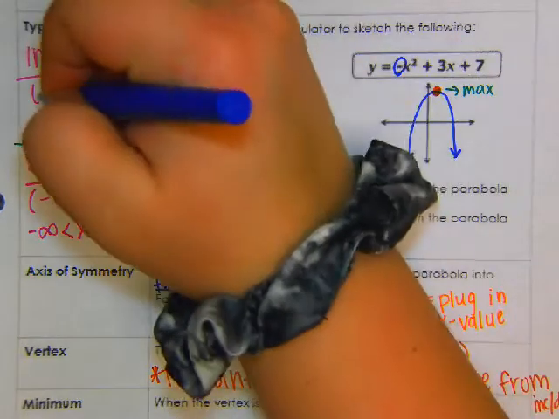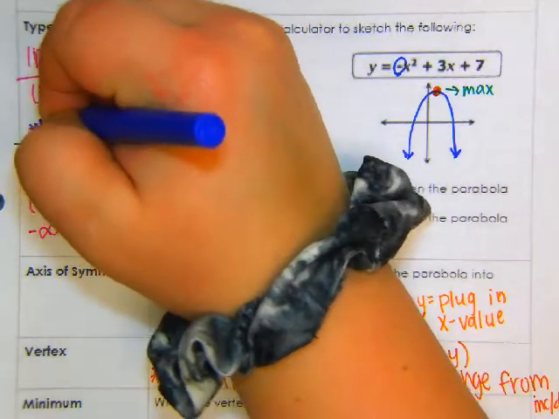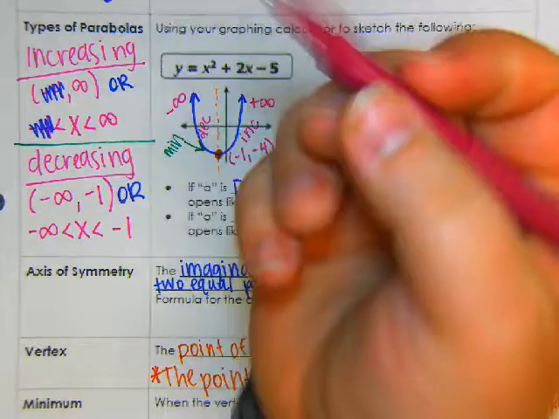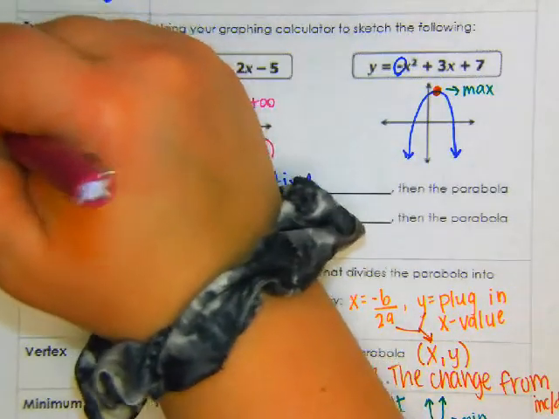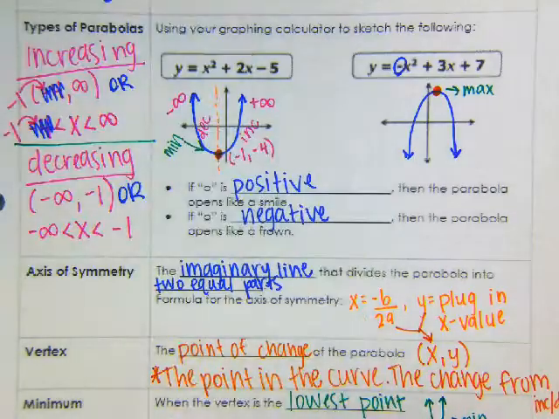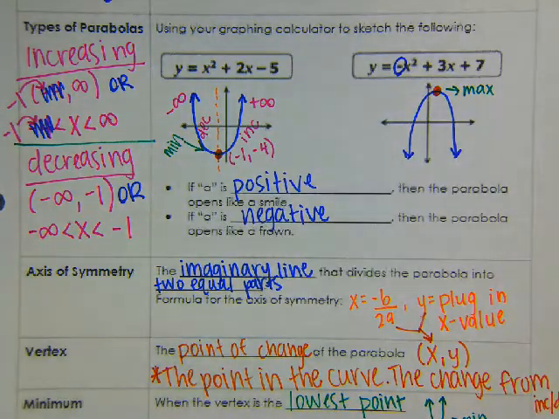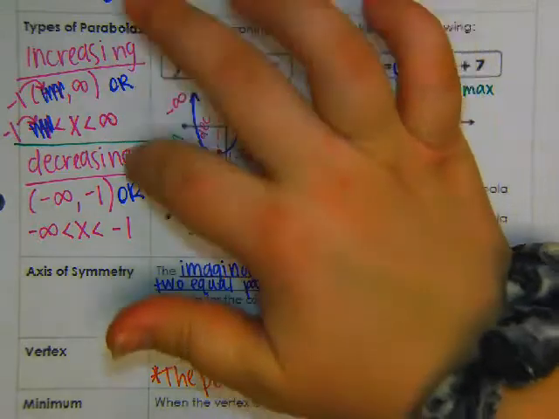So I'm going to go back up here, and I'm going to fix this. I do apologize. If you are watching this and you were like, oh, she made a mistake, I sure did, and I apologize. So anyways, x value. This would be how you find the increasing and decreasing.